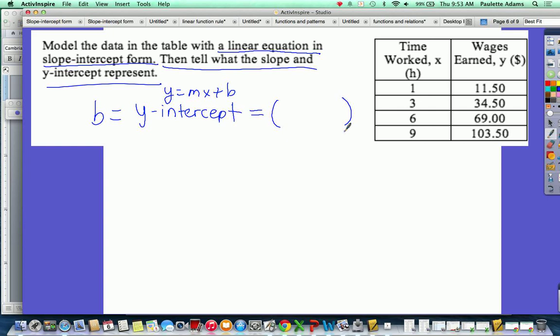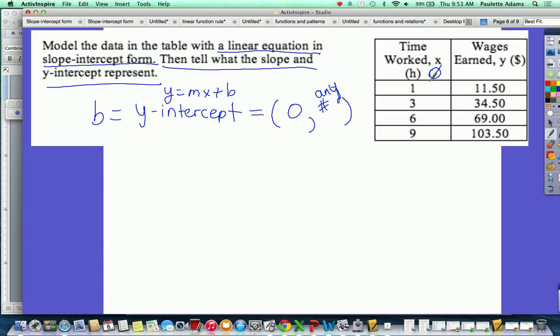Now, as far as a table or a point is concerned, what is always the first number of the y-intercept? 0. Thank you. The second number can be any number. So it's always 0, comma something. Which variable is this 0? Is it x or y? It is x. So x has to be 0.